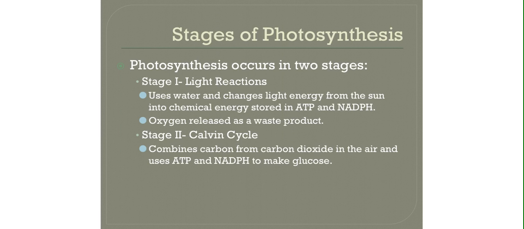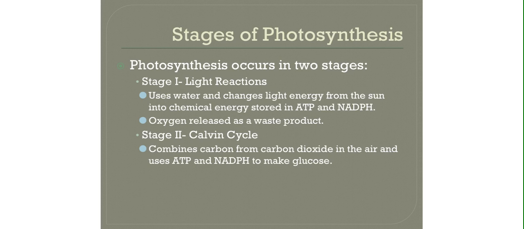And there are other ways to artificially produce light, like if we shine a light on a plant, there are things that could occur. But for this conversation, we are going to be talking about the internal light that is known as the sun. So stage one, light reaction. This uses water and changes light energy from the sun into chemical energy stored in ATP and NADPH. Very quick synopsis of stage one. Another part, oxygen is released as a waste product. So what the plant thinks is a waste product is what we think of as life. So, right, we couldn't live without oxygen.